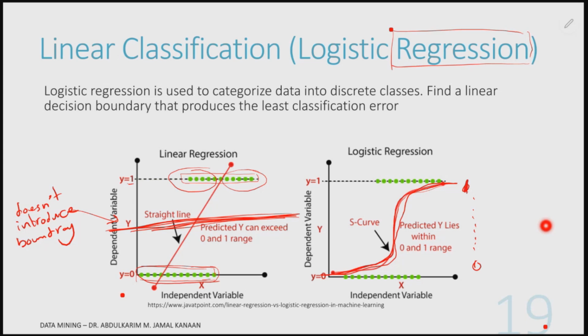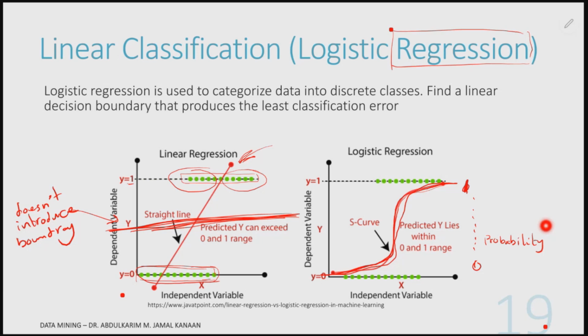And this value, we call it probability. So it's going to introduce probability, a value between 0 and 1, while regression actually can introduce any value. So if you apply regression here, it can introduce any value, can be less than 0, can be more than 1, because regression is for continuous values. While classification, logistic in specific, will introduce values between 0 and 1 only.